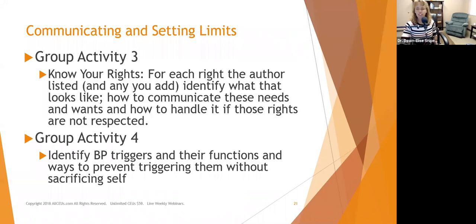Identify triggers and their functions and ways to prevent triggering them without sacrificing self. So we want to look at what triggers your borderline or your parent who has borderline personality disorder or an addiction. What really sets them off? If you don't call at a certain time, what is it that lights their fire? And figuring out ways to prevent triggering them, or ways around it that you can deal with, that they can deal with.